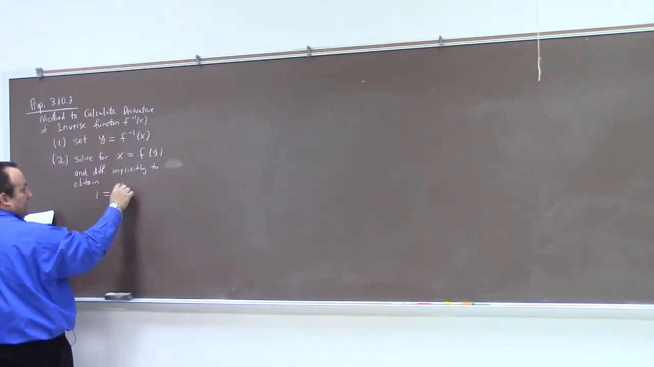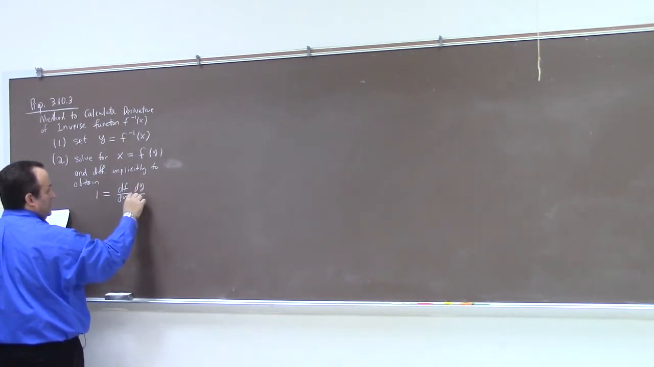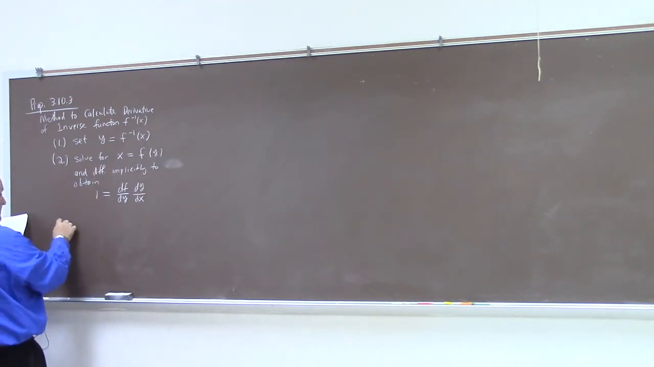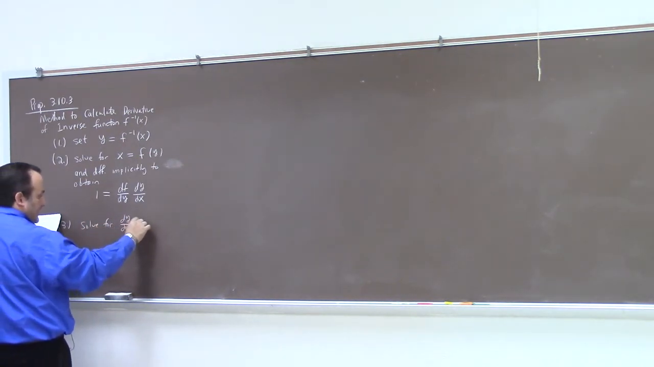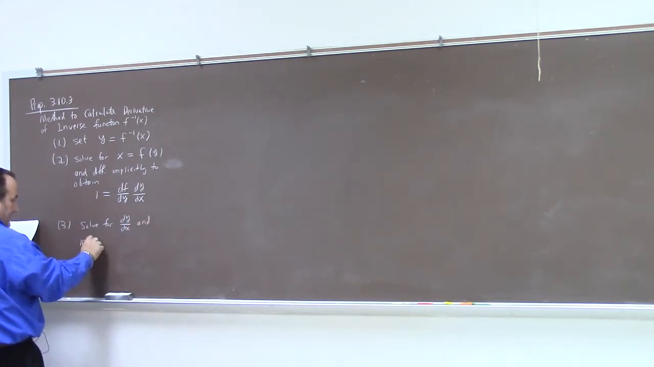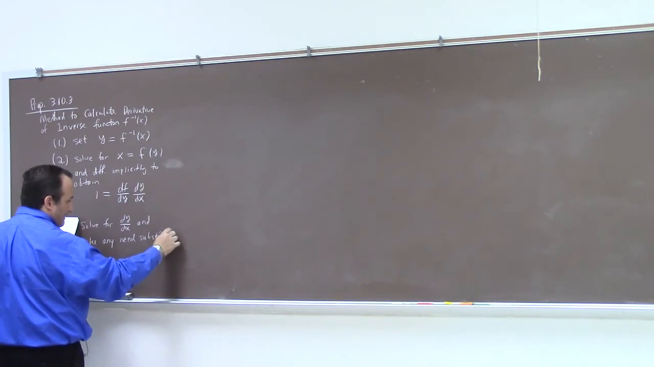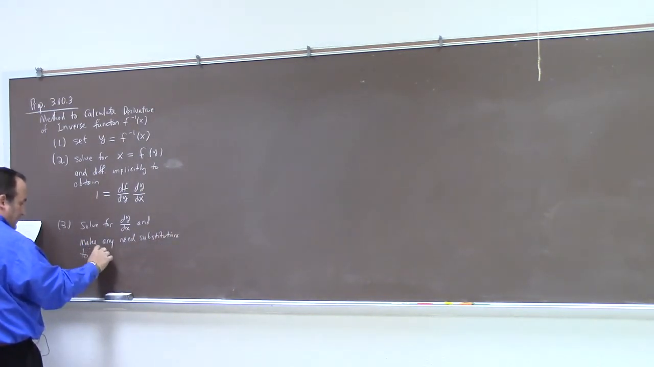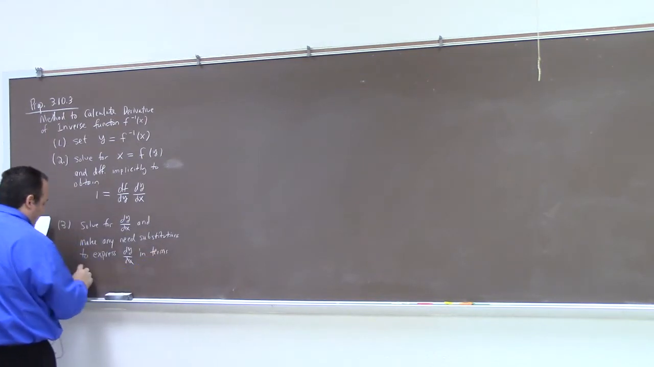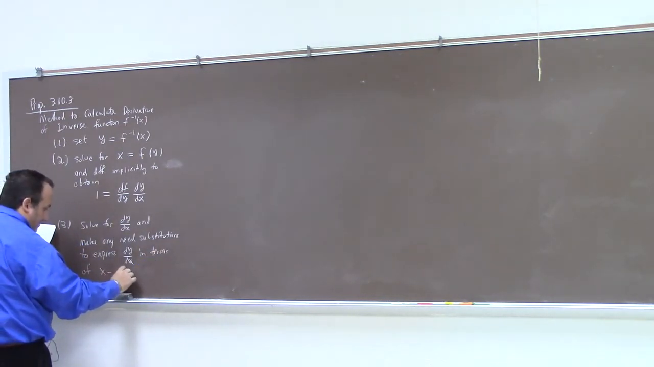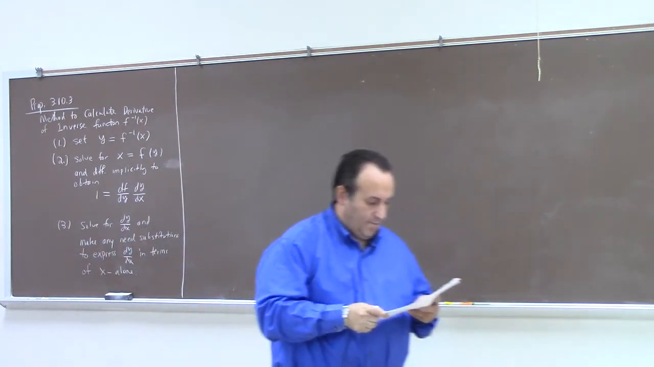One is equal to df dy dy dx. And then 3, we solve for dy dx and make any needed substitutions to express dy dx in terms of x alone. All right, so this in a nutshell is the method.